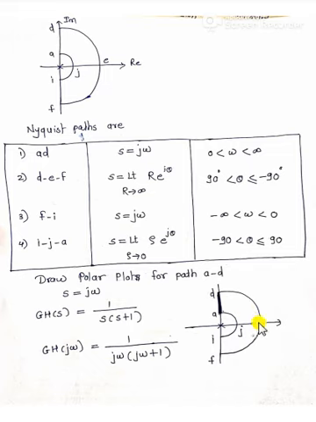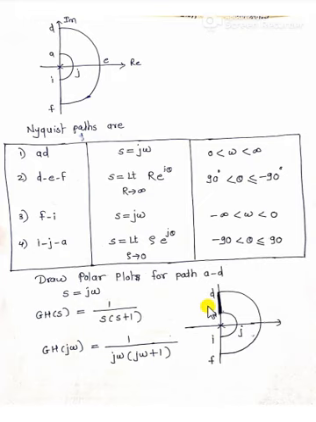Then DEF, where radius r is tending to infinity, angle is plus 90 to minus 90. F to I, here S is j omega, angle is minus infinity to 0. Then I, J, A, here this semicircle's radius rho is tending to 0, so angles are minus 90 to plus 90. Now we will draw the polar plots for each Nyquist path.